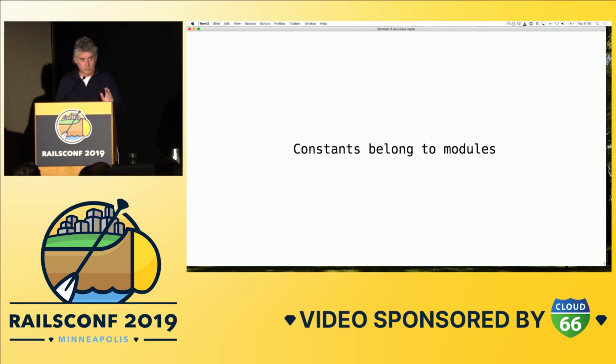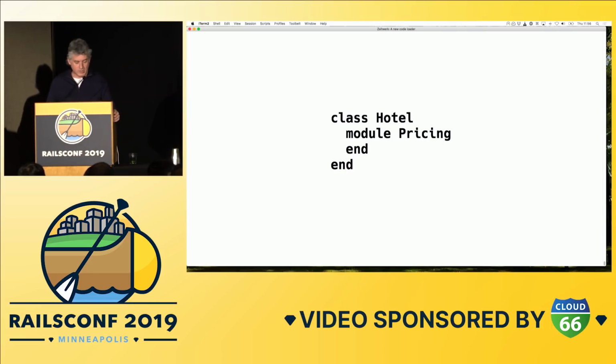Constants belong to modules. Every class and module, you have to think that it has a symbol table, a hash table of constant names mapped to the values. Literally that way. So every class and module in your system has this little collection associated to it that stores the constants. So when we do this, class Hotel, class Hotel defines a constant in which class or module? In Object. The top level namespace is Object.